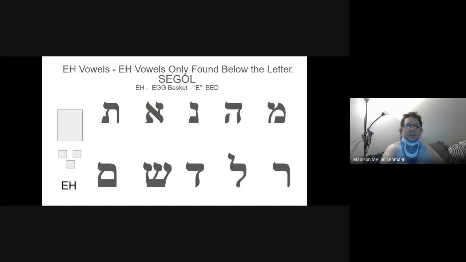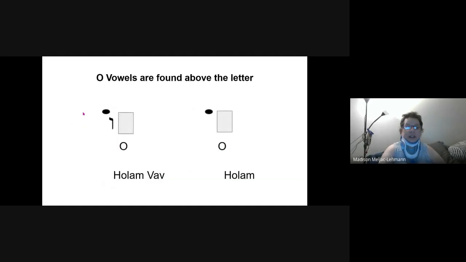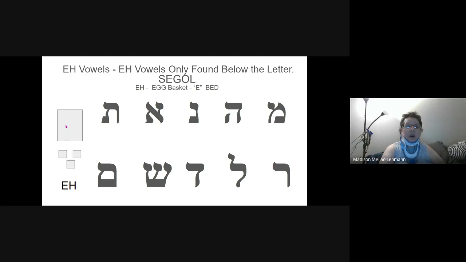Okay, now we're going to look at the EH vowels. If you had something in this box, meaning any letter, and we're going to look at the letters that we've started with, then you have the vowel below. Those are supposed to be circles, but my computer didn't like circles that day, so they're squares. Let's take this tav here. You put the tav in the box, it'd be te. Think of it as eggs in a basket. Some people think it's eyes in a mouth. Whatever you use to remember it, as long as it works for you.